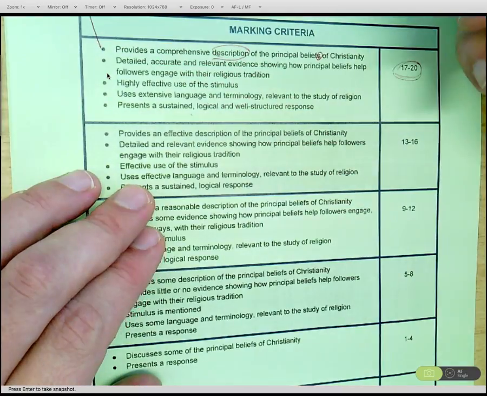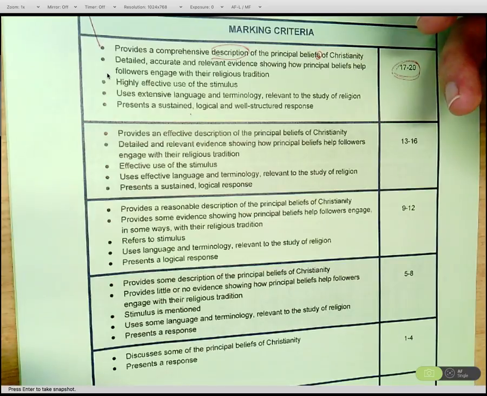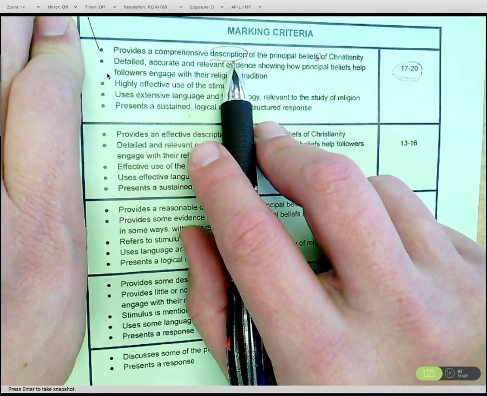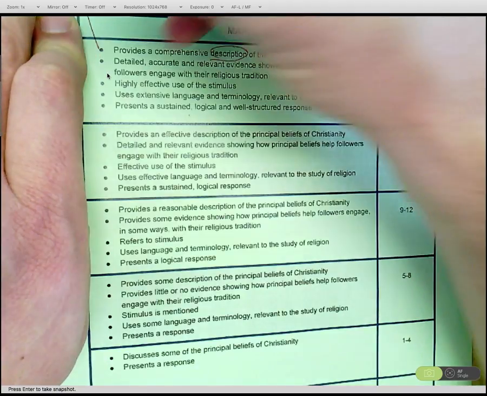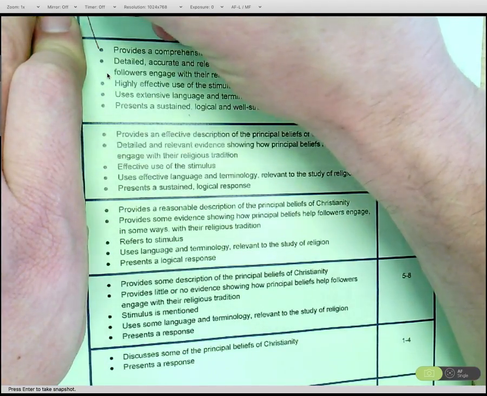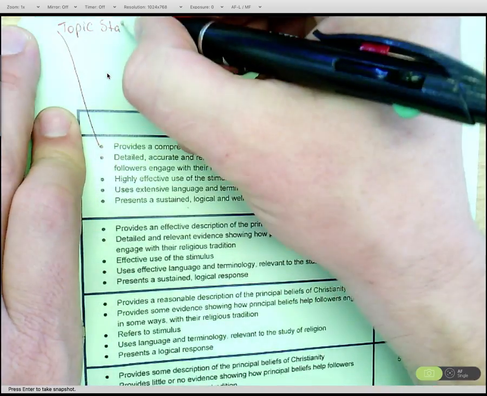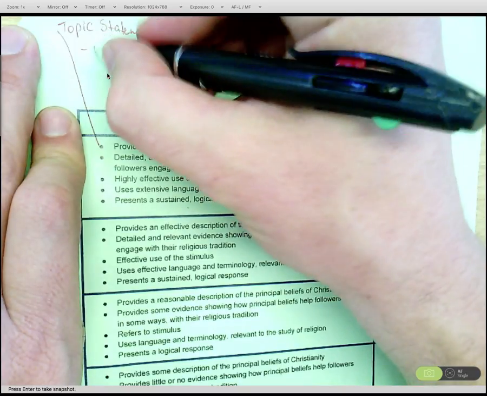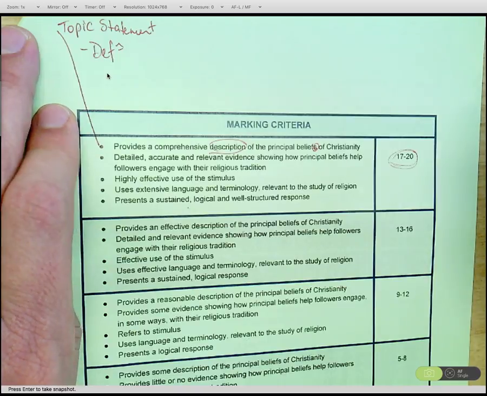Think about the paragraphs that we've already written. What things do we need in, say, a PEEL? What are we going to be looking for? First of all, we need a description of a principal belief, one of the principal beliefs. Okay, and that topic statement would usually include a what starting with D? All right. So we need to have a definition of exactly what it is.